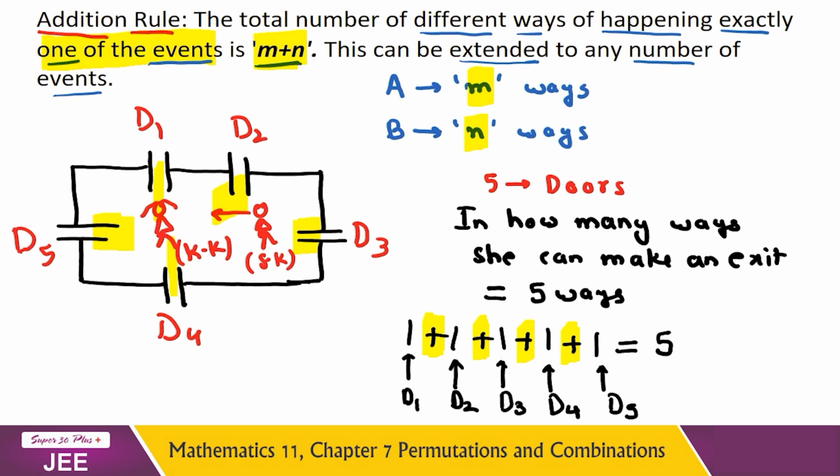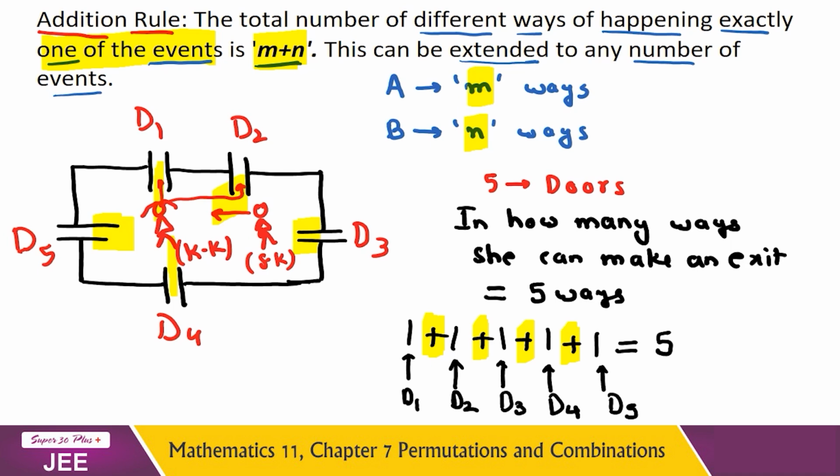Now one could not have said that at the same time partially she can come out of door 1 and partially she can come out of door 2. This can never happen because she is Katrina Kaif, she is not Rajnikant. Anyways, jokes apart, she is a human being, and a human being cannot come out of the room at the same time by choosing 2 different gates. If she has to come out of this room, she has to choose exactly one of these 5 gates.